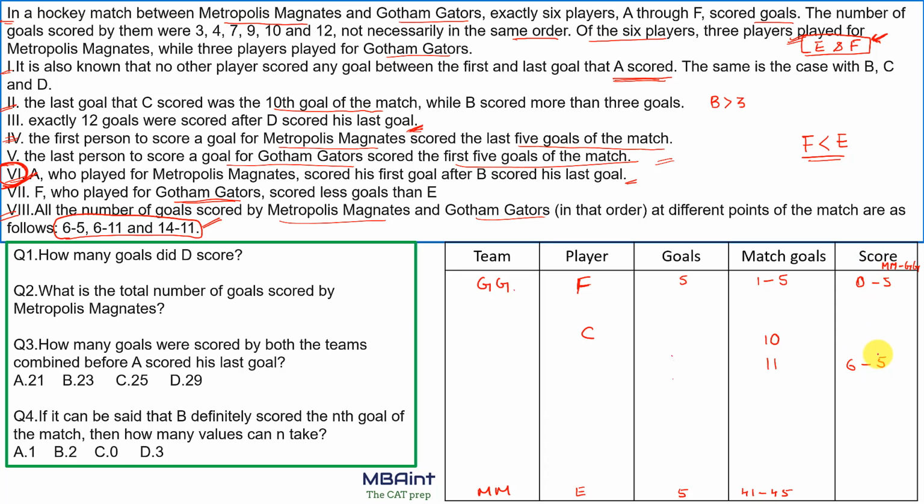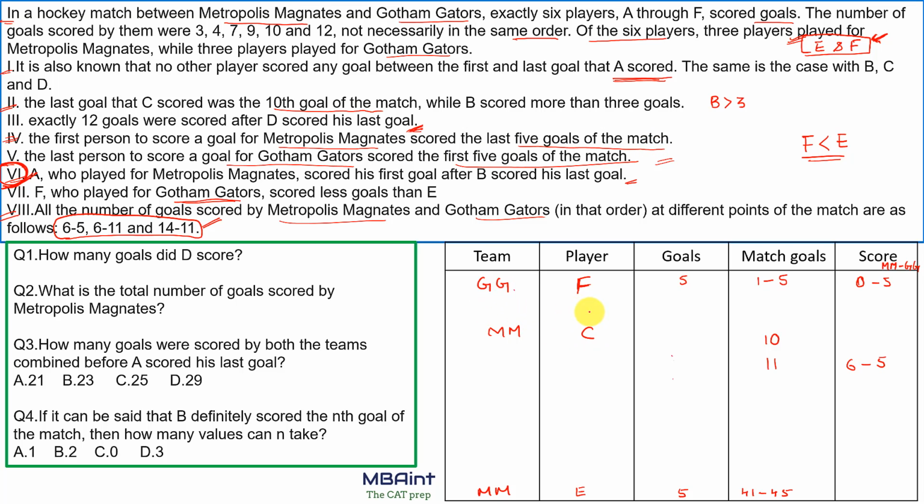Now what we can observe is that after the first 5 goals scored by F, all the goals are scored by team MM. So this makes it very clear that C would belong to MM. We have seen that E is the last person to score a goal in the match, and it is also mentioned in the 4th point that the first person to score a goal for MM scored the last 5 goals of the match. So definitely, before C there will be someone else.